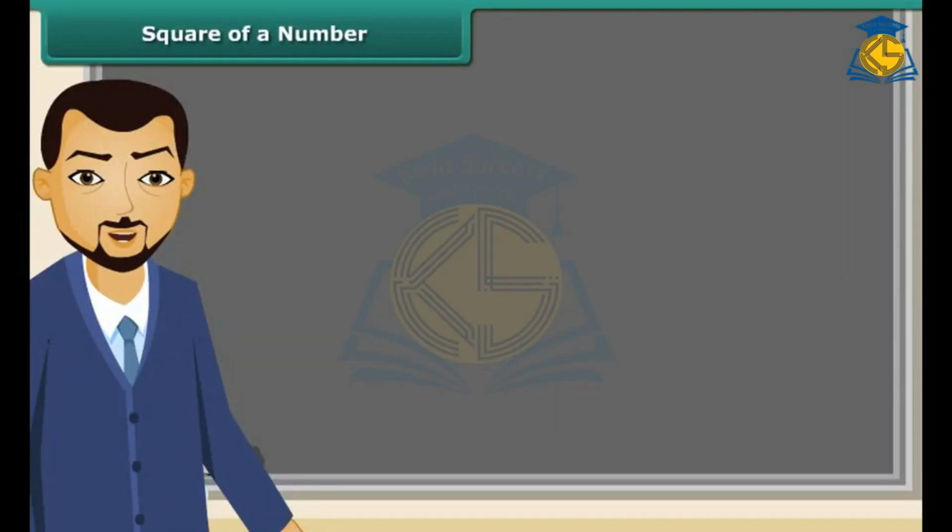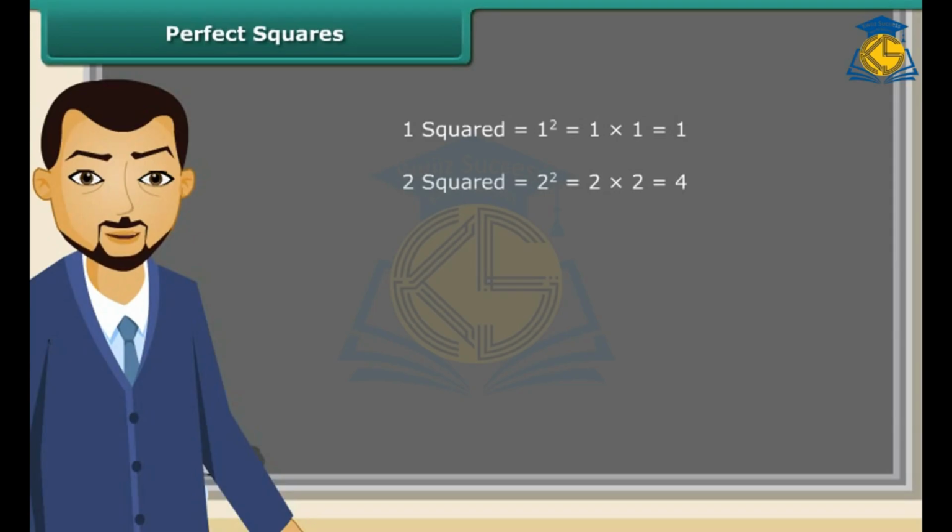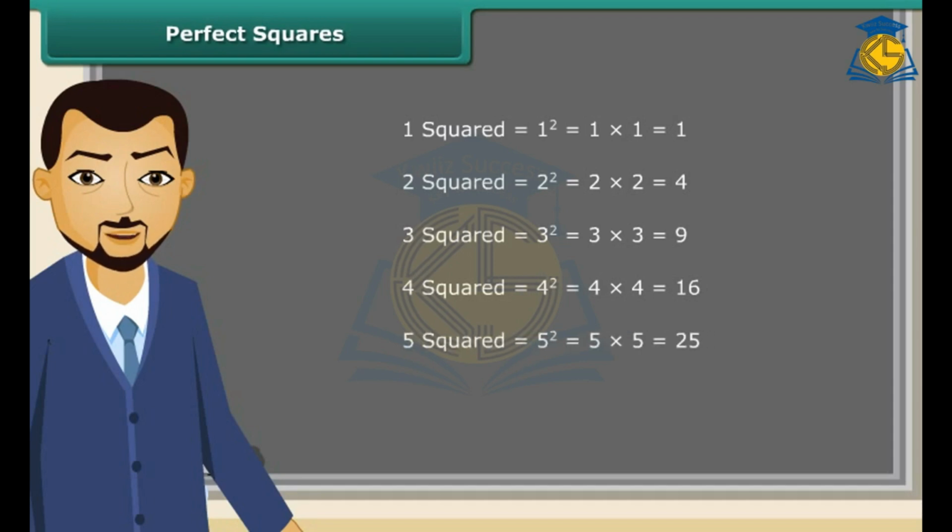Let us first learn about squares. How can we square a number? It is easy. Just multiply the number with itself. You can also write square in the superscript. This tells 4 is multiplied twice, which is equal to 16. Let us read. 1 square is 1. 2 square is 4, 3 square is 9, 4 square is 16, 5 square is 25, and so on.